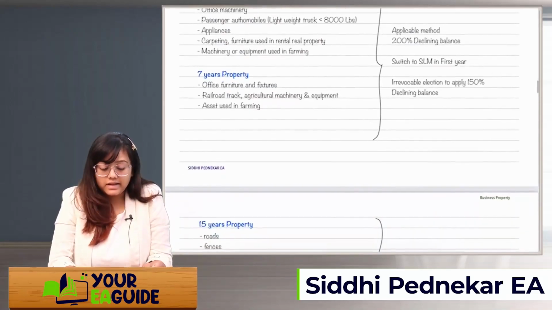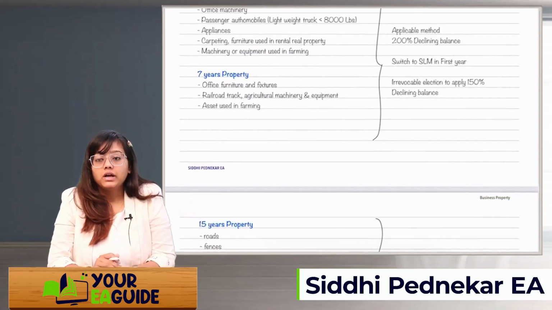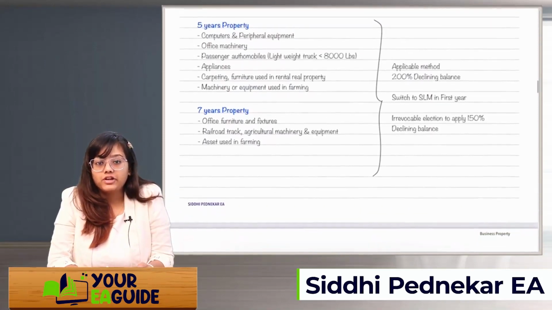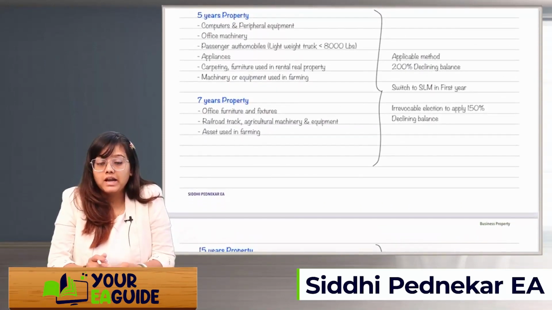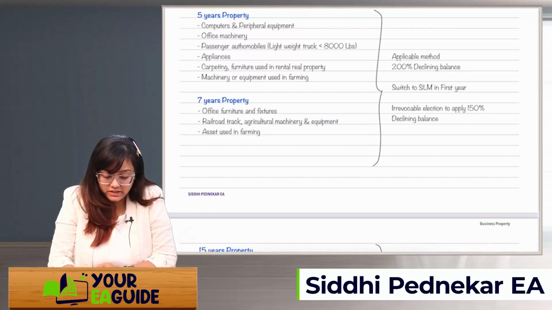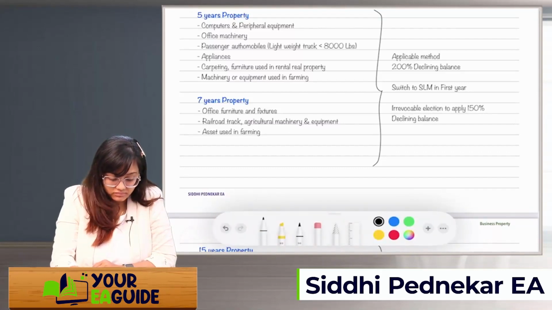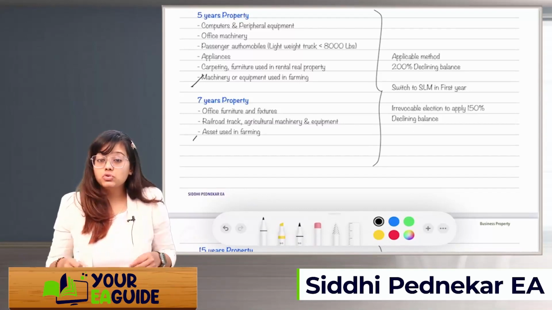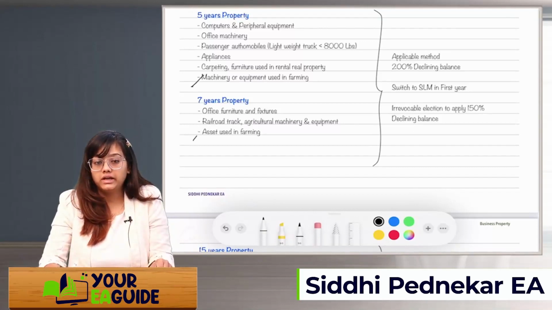All right. Next is 7-year property. If you have office furniture and fixtures, railroad track, agriculture machinery and equipment. See, there is a difference in these two points, okay? Here, for 5-year property, which machinery will come? Machine equipment which is used in farming, right?